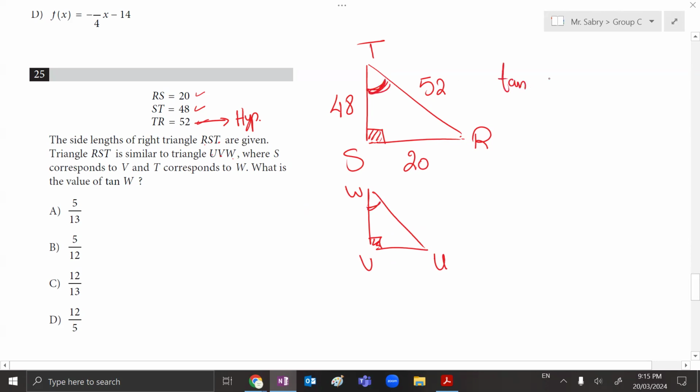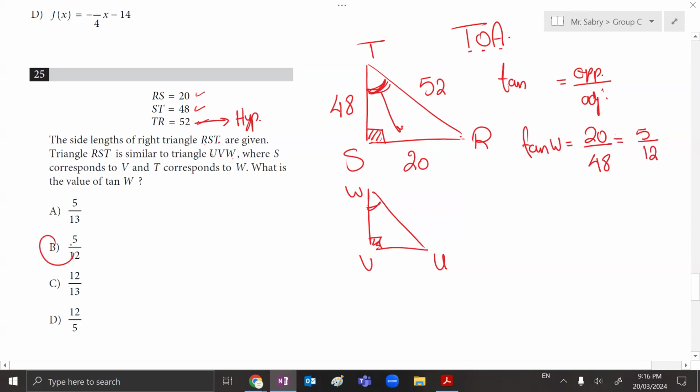Tan of anything is supposed to be equal to the opposite over the adjacent. So the opposite to T is the 20 over the adjacent. We're using that SOHCAHTOA formula thing. Yes. So that's how you know tan is opposite over adjacent, because it is supposed to be TOA. Tan T equals opposite over adjacent. And 20 over 48 on a calculator would be simplified to 5 over 12, which is B.